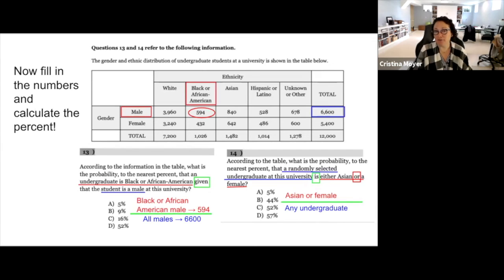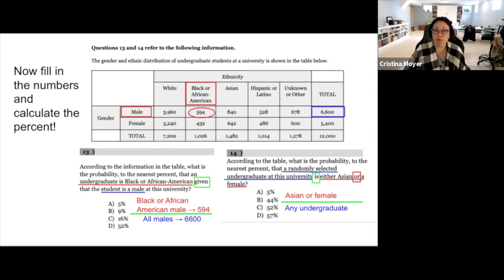So let's look at number 13 first. We want African American male. So that means we're going to start over here at male. We're going to come across to Black or African American. And here we have our 594. We want all males, so we're going to use this total number. So it's going to be 594 over 6,600.